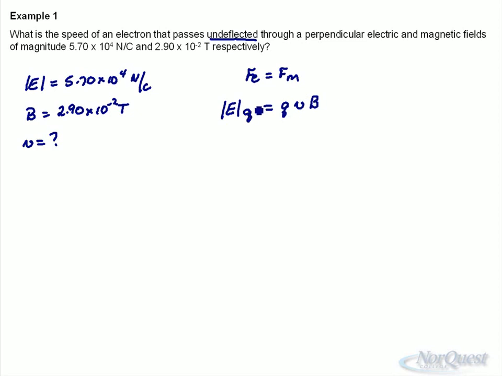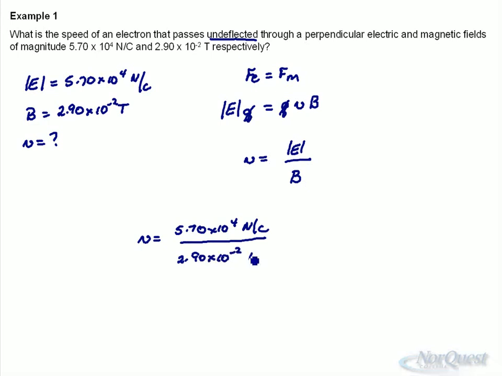The charge actually divides out on here. It's on both sides of the equation. So the velocity will be equal to the electric field divided by the magnetic field. We're given both of these numbers, 5.70 times 10 to the 4 newtons per coulomb, divided by the magnetic field strength, 2.90 times 10 to the negative 2 Tesla.